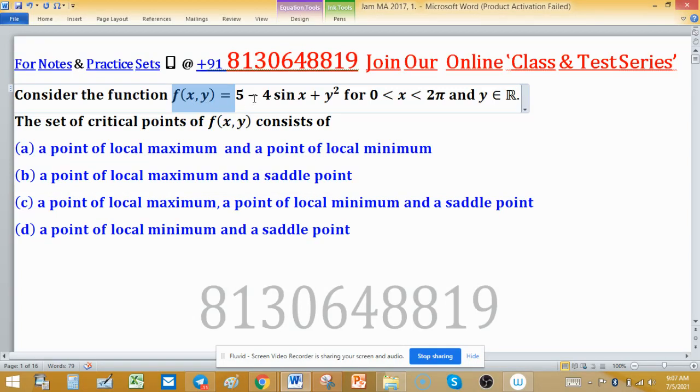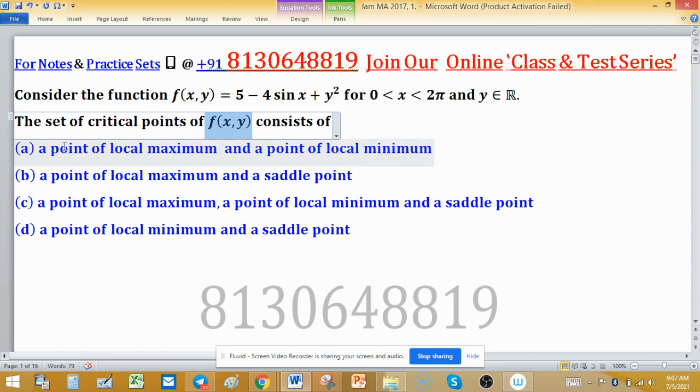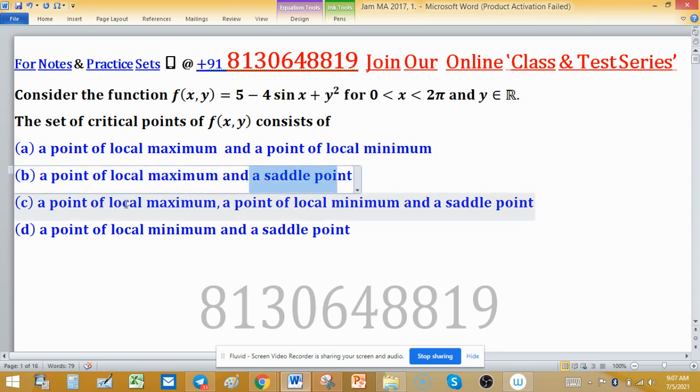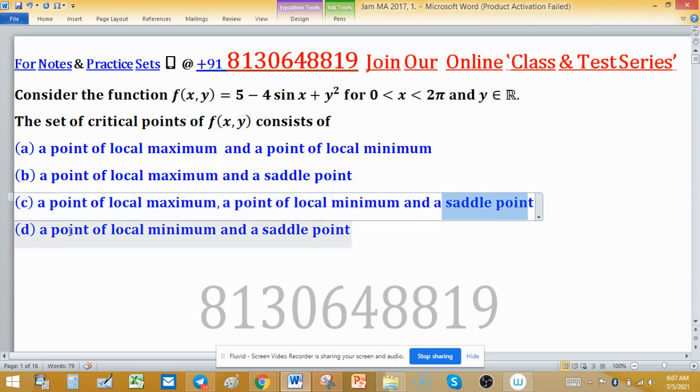Consider the two variable function f(x,y) equals 5 minus 4 sine x plus y squared, where the domain for x is the open interval 0 to 2 pi and the domain for y is the entire real line. The set of critical points of f(x,y) consists of: a point of local maximum and a point of local minimum; a point of local maximum and a saddle point; a point of local maximum, local minimum and a saddle point; or a point of local minimum and a saddle point.